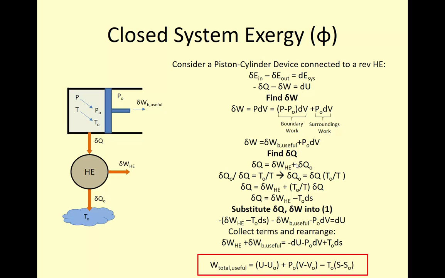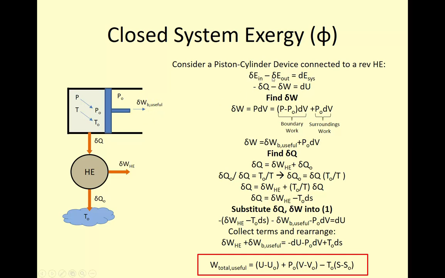So we're first just going to look at a piston cylinder device, and we're going to imagine that it's connected to a reversible heat engine. Okay, so there's some heat that's leaving this piston cylinder device, and it's being used to power a heat engine between the system and the environment. So there's some work that's occurring. So we're applying a force to this piston cylinder device to move this piston, and there's some useful boundary work that occurs because of that process.